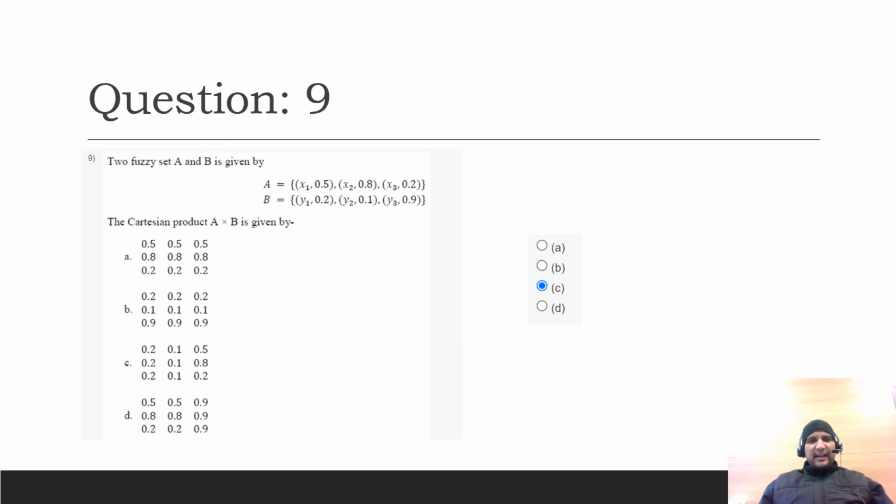Two fuzzy sets A and B are given by this one. The Cartesian product A cross B is given by. As we know, there are crisp sets and fuzzy sets. According to that, first of all you have to know the basics and how the operators work in crisp sets and fuzzy sets. After that you can solve these types of questions. I already solved this question and after solving it I found that option C is the correct one.